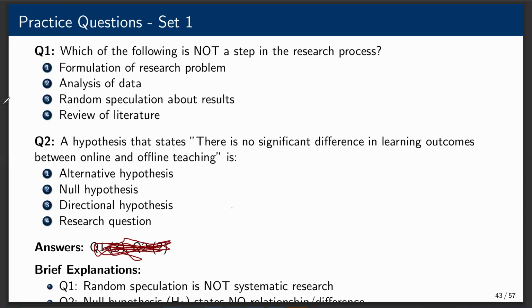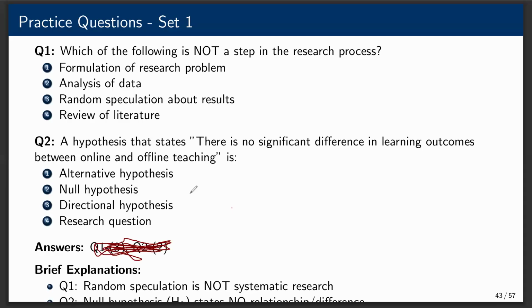Yes, sir. Okay. Which of the following is not a step in the research process? Formulation of research problem, analysis of data, random speculation of results, then review of literature. Which one, Madhusmita? Sir, the answer is also there. Three is the appropriate answer.